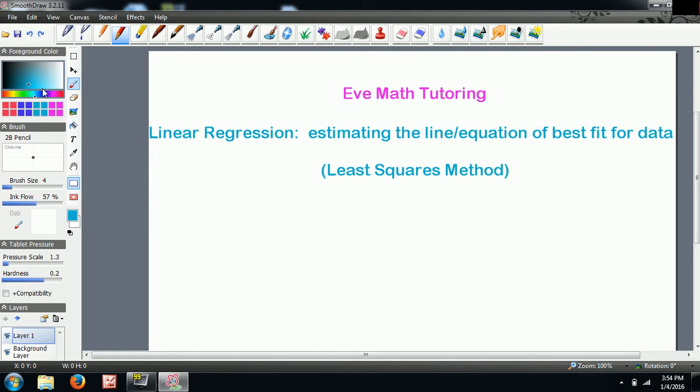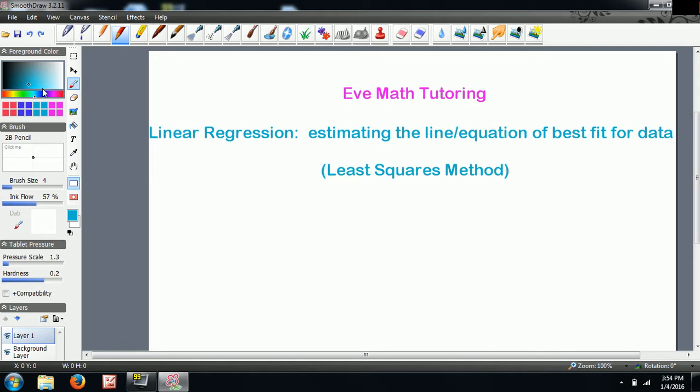Today's lesson is on linear regression, estimating the line, or also referred to as the equation of best fit for data. This method is also called the least squares method. This is a method commonly used in statistics. So, regression determines the relationship between a dependent variable and an independent variable.